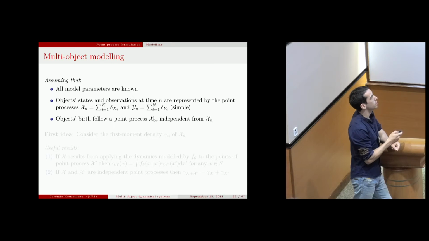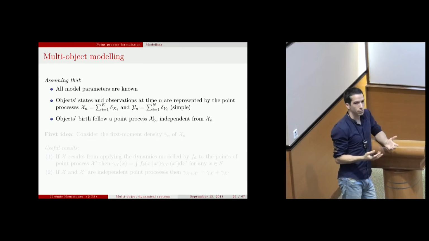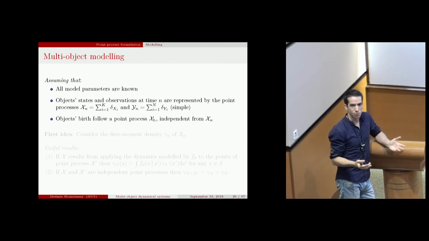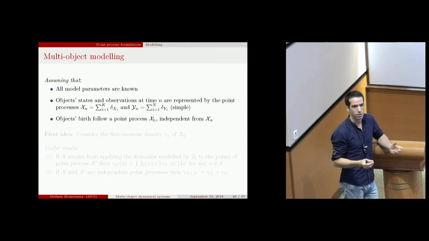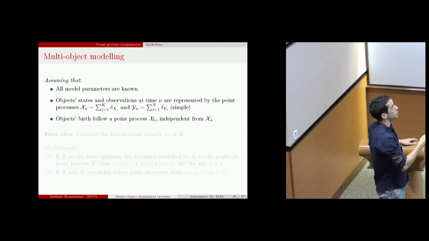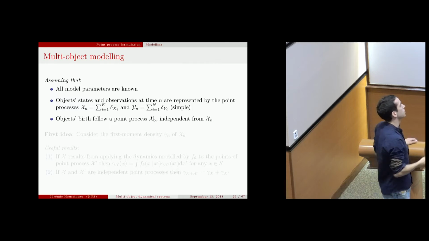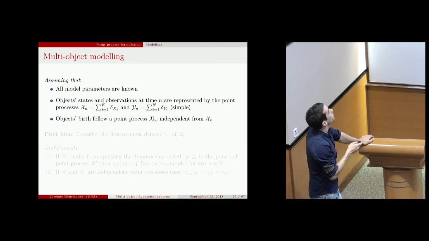But here we do assume it's simple, because when you have a camera or radar, usually if there are two objects very close together that you can't distinguish, you don't know that. They'll just tell you there's something here, but not how many. So simplicity here is fine. It's not a problem. And again, the birth is another point process that's independent from the state one.